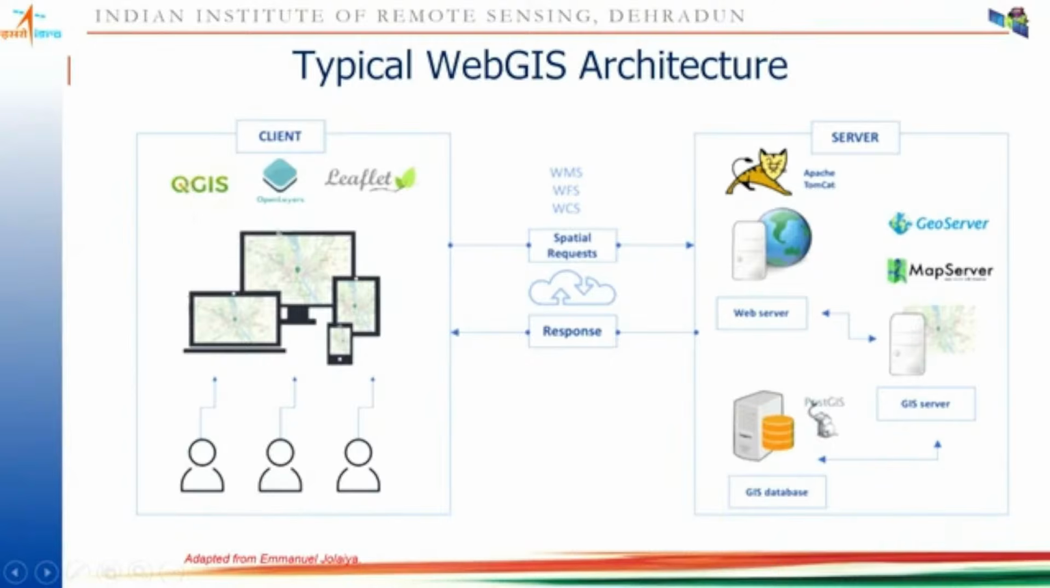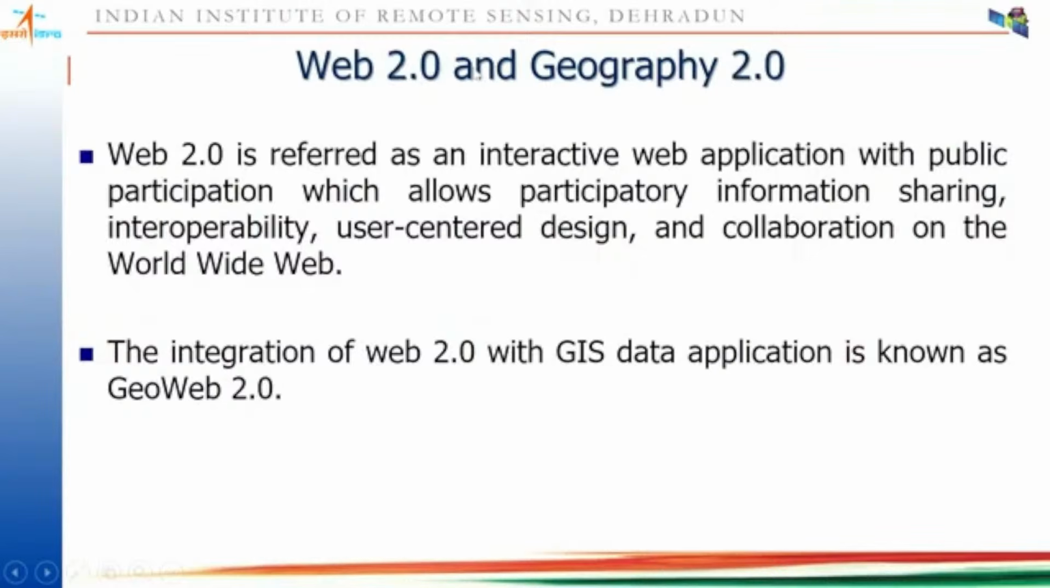This QGIS we have seen. Similarly for OpenLayers and Leaflet, in the coming slides I will show you how we can fetch that map through Leaflet also, and it can be used in different kinds of applications. Now, how is all this becoming possible? If you see here, there is something called Web 2.0 and Geography 2.0 that I am talking about.